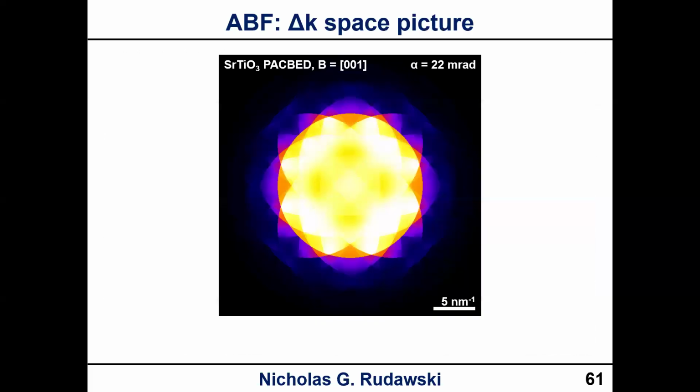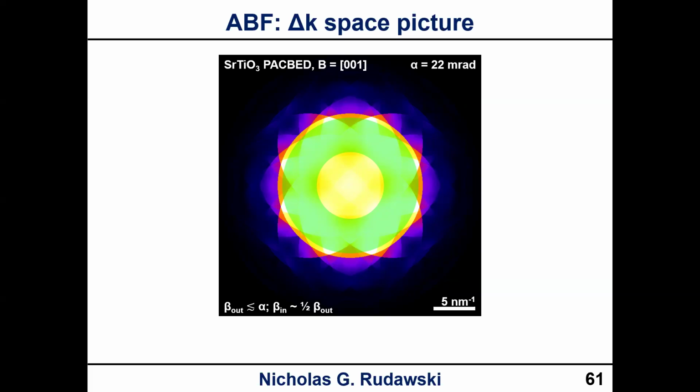Okay, so we're going to go back to strontium titanate with a high semi-angle of convergence, and we're going to go back to an annular detector. The setup here is that my outer collection angle is going to be just under alpha, and my inner collection angle is about half of my outer collection angle.